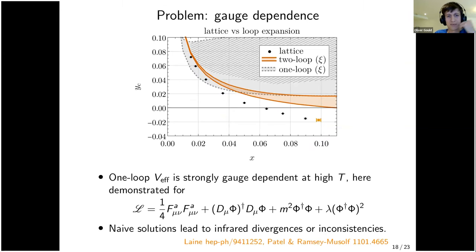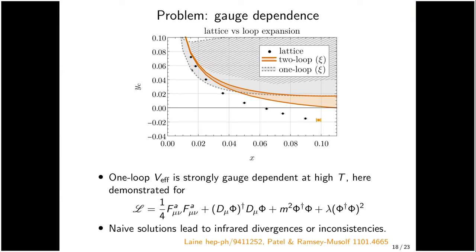Another problem that has been raised in the literature is gauge dependence. The standard approach, the one loop approach I showed earlier, is very much gauge dependent. Unlike at zero temperature, the gauge dependence is not necessarily subdominant, because this hierarchy of scales breaks the loop structure of the perturbative expansion, so you actually get really large gauge dependence. Here this is the SU(2) Higgs theory, so there are some gauge bosons and a Higgs. And this X is some parameter of the theory, and this Y_c is basically the critical temperature.